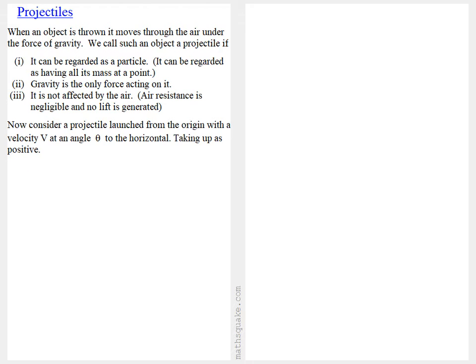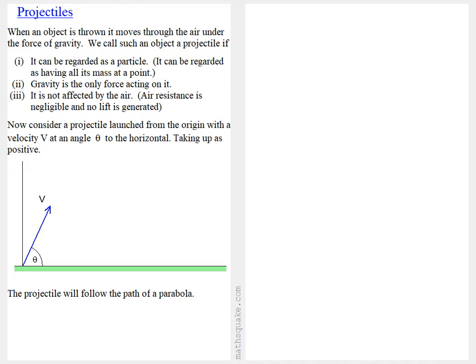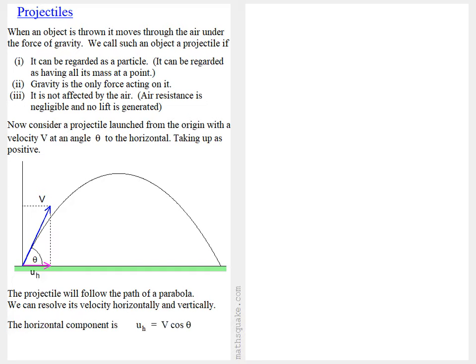Now consider a projectile launched from the origin with a velocity v at an angle theta to the horizontal. And taking up as positive, the projectile will follow the path of a parabola. We can resolve its velocity horizontally and vertically. The horizontal component, which we can call u little h, is equal to v cos theta. The vertical component, which we can call u little v, is equal to v sin theta.